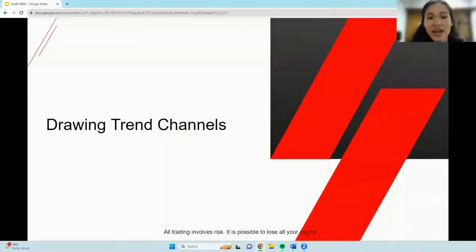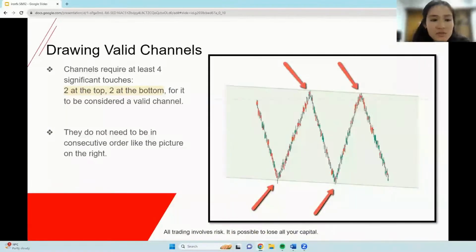So now we're going to look at drawing trend channels. For trend channels, they require at least 4 significant touches. So 2 at the top, 2 at the bottom. And they don't need to be in consecutive order, like in this image here.